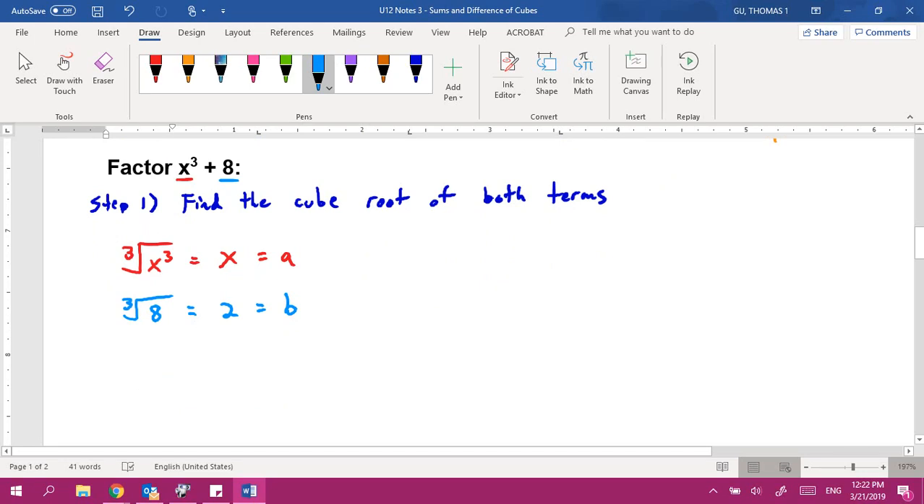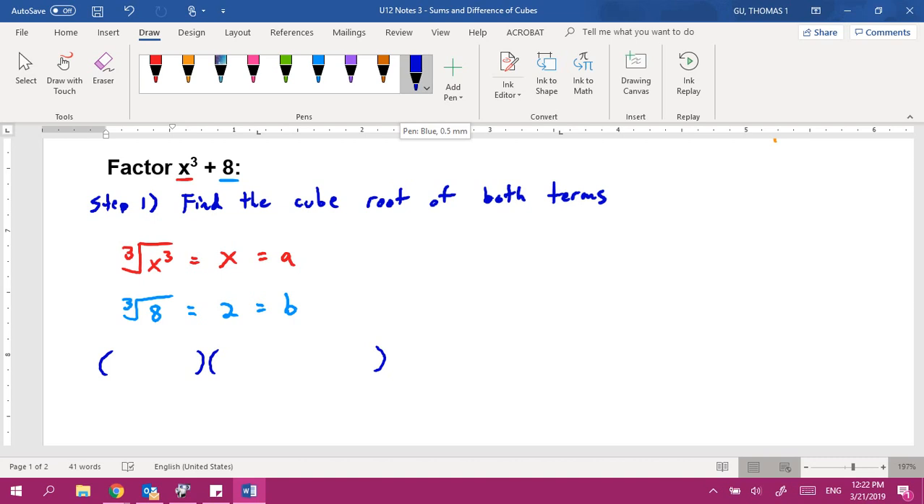All right, so now we're just going to write the formula out. So what is the formula? Do you know which formula we should be using for this problem? The first one, the sum of cubes, because there's an addition sign. So what is the formula using the a's and the b's? A plus b, times a squared minus ab plus b squared.